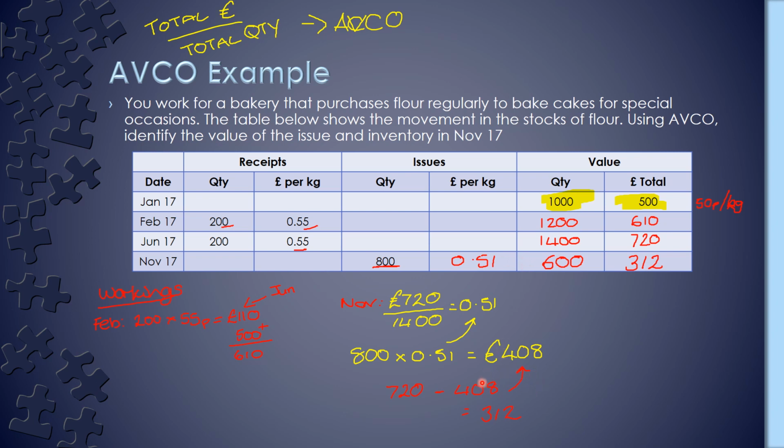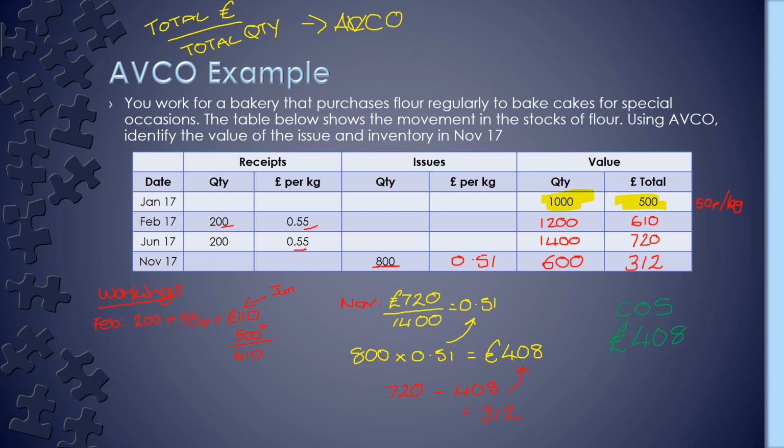So we're going to make a note here, because coming on to a slide later, I'll show you how this affects the cost of sales. I'm going to make a note here that for the purposes of the cost of sales of this 800 kilos that was used, our cost of sales value would be £408.